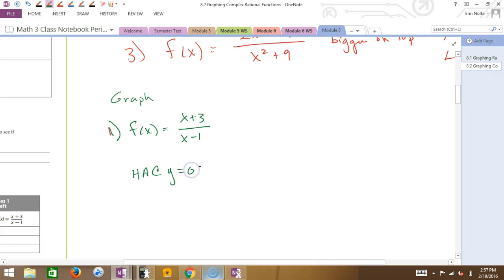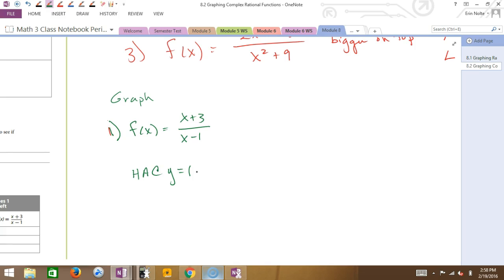Y is equal to, whoops, I just wrote 0. 1. Okay, so you're following the fact that they have the same, they're both x to the first, right? Okay, and the invisible number in front of both of these terms is a 1, so you have a 1 over 1, which is 1. Okay, so that's why we have a horizontal asymptote of 1.